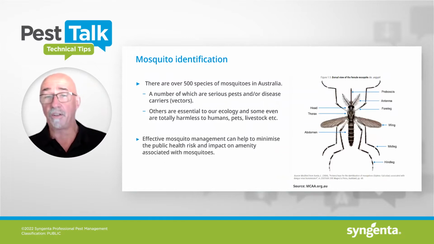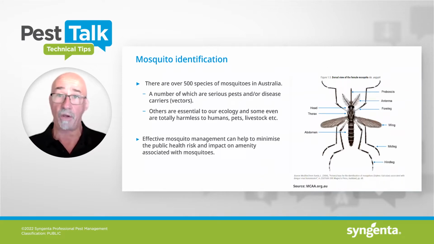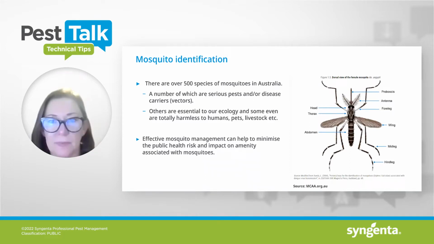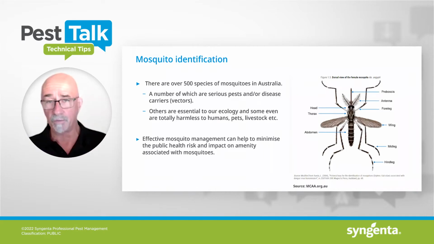Mosquito identification. There are over 500 different species of mosquitoes in Australia, a number of which are serious pests and disease carriers, these vectors. Others are essential to our ecology, and some are totally harmless to humans, pets, and livestock. In the Lockyer Valley, they have a species called false mosquito, which swarm like normal mosquitoes around lights and windows, but they do not bite. So they're not even an effective human insect pest. Effective mosquito management can help minimise the public health risk and impact on amenity associated with mosquitoes.